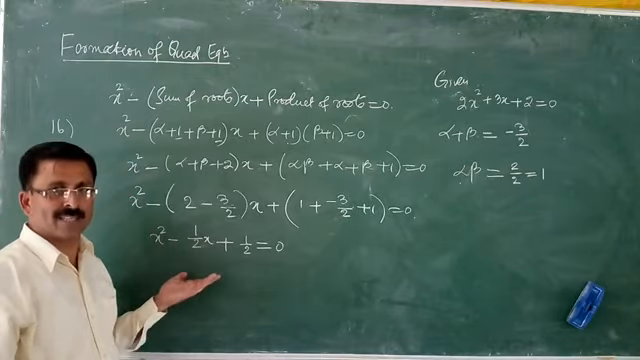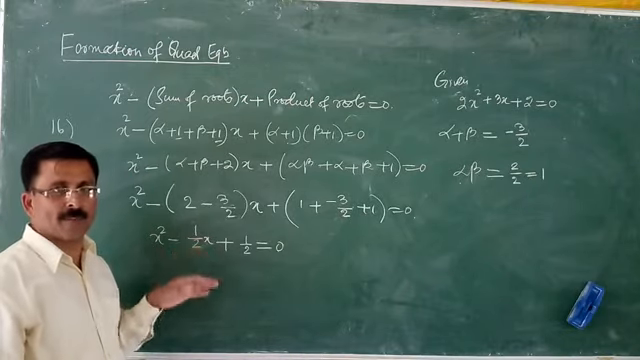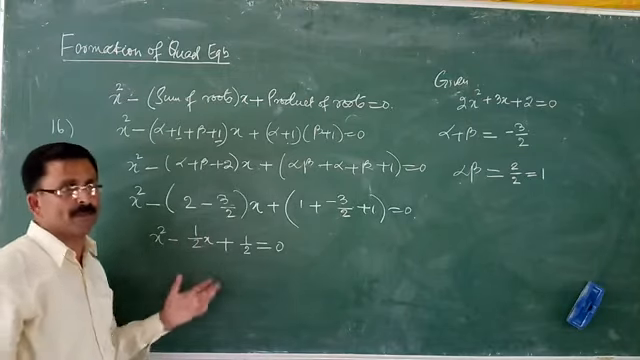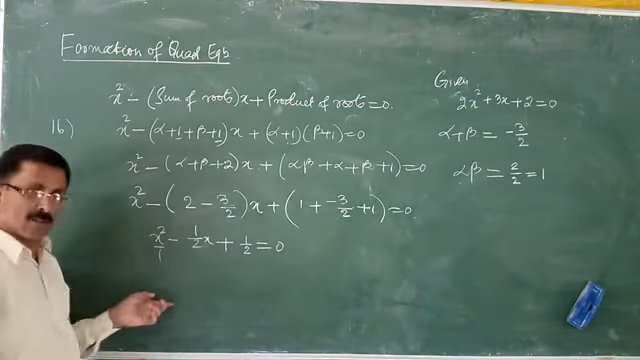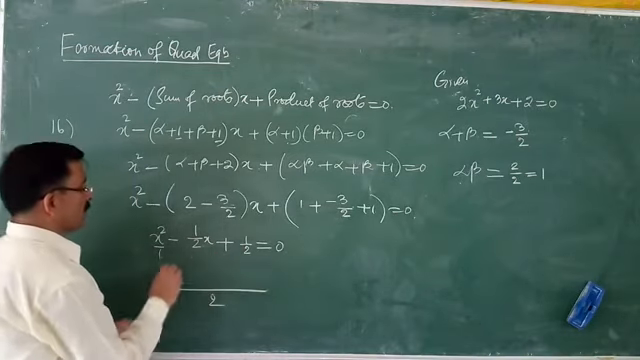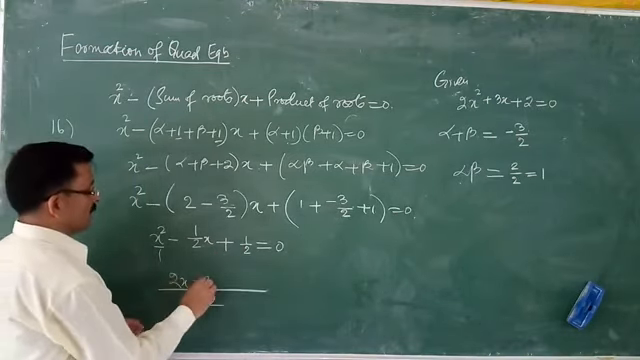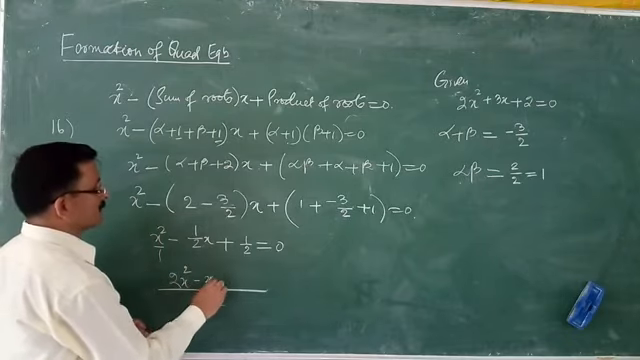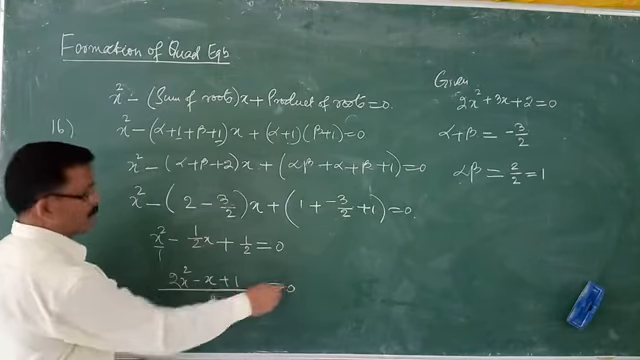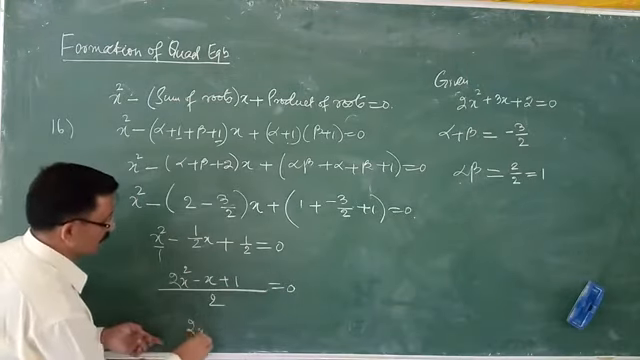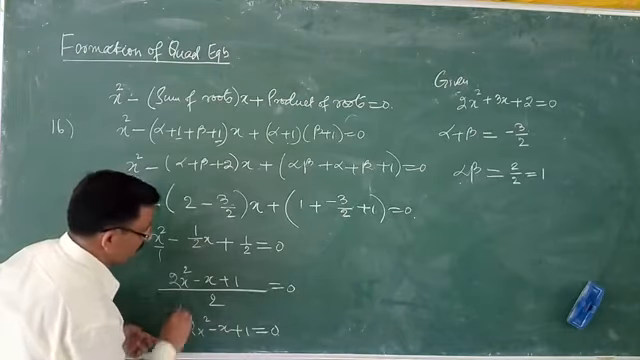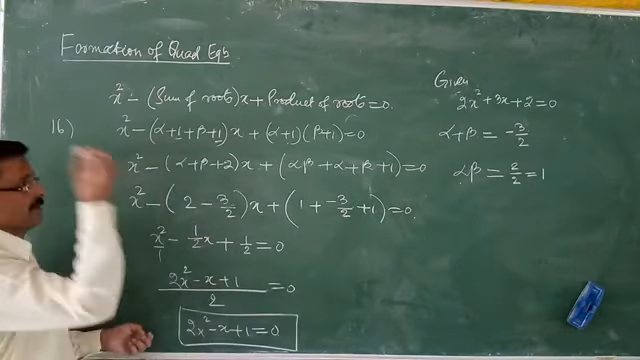But some of you do not like this answer because the numbers are all fractional. So you can modify it. In that case, we will consider the whole thing as fractional and then simplify. The LCM of this whole thing will be 2. So 2x square minus x plus 1 is equal to 0 after multiplying by 2. Finally, your equation is 2x square minus x plus 1 is equal to 0.